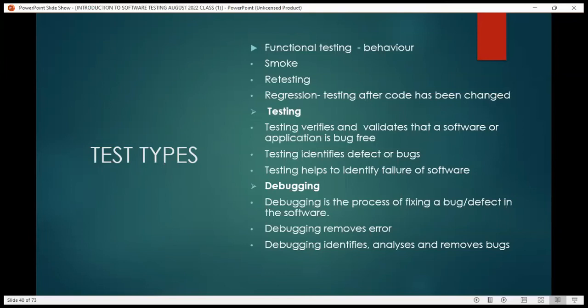The next phase I'm talking about is testing. Testing verifies and validates that a software or application is bug-free. That's the essence of redoing it. Testing identifies defects, and defects are bugs. Testing helps to identify failure of software. This is what you have done before. What is debugging? Debugging is a process of fixing a bug or defect in the software. That's the meaning of debugging.